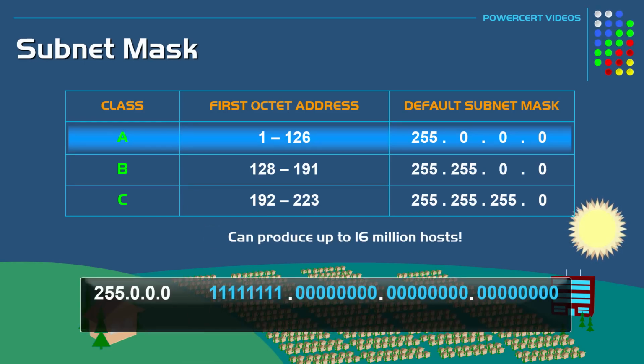So as you can see, in a default Class A subnet mask, the host part is very large. 3 octets are used for hosts, which is why it can produce so many. An example of an organization that would need this many hosts would be something like an internet service provider, because they would need to distribute millions of IP addresses to all their customers.